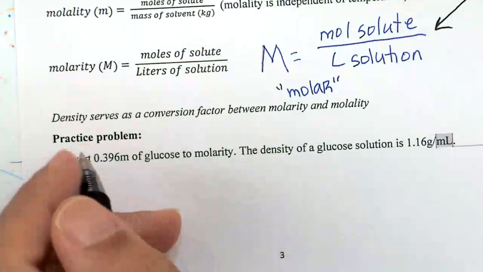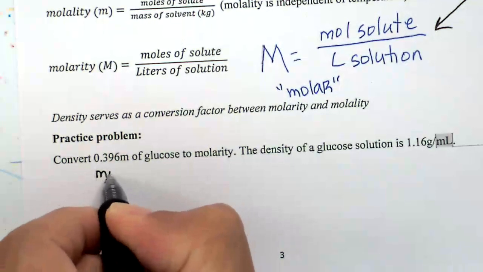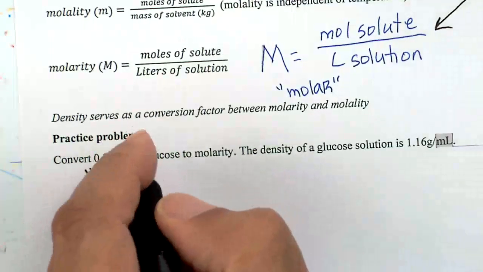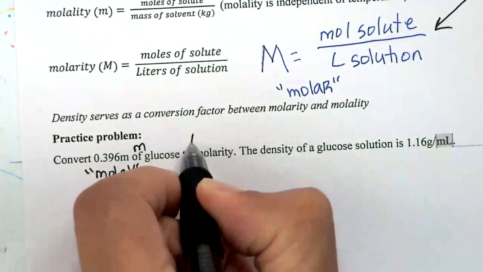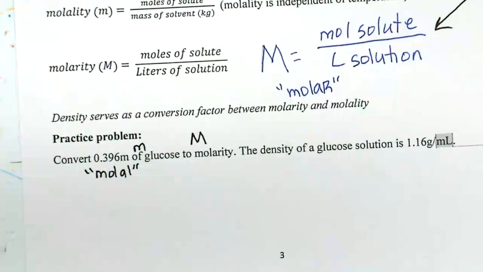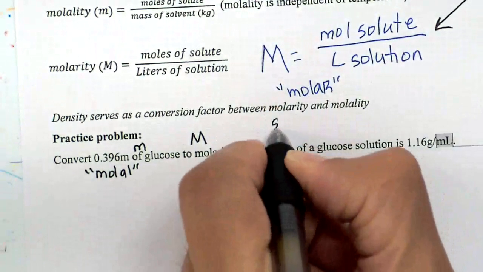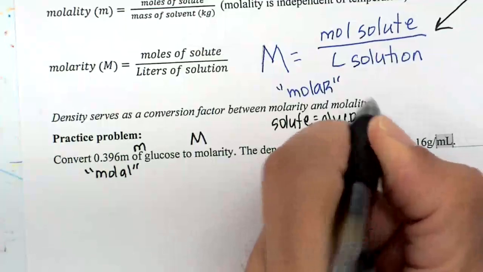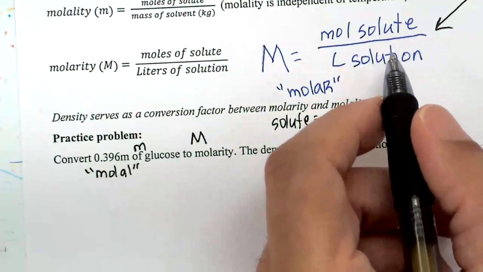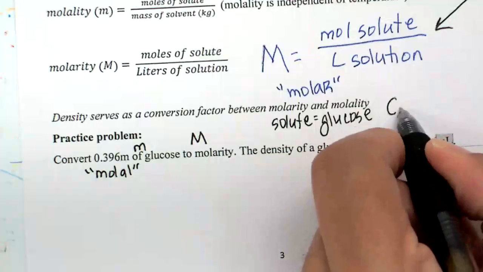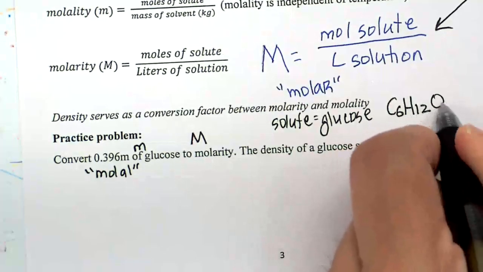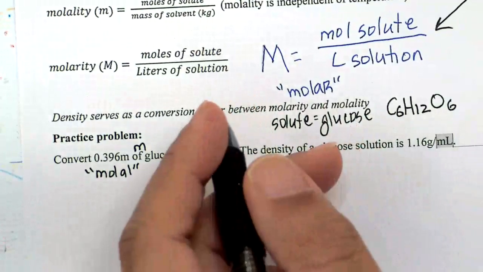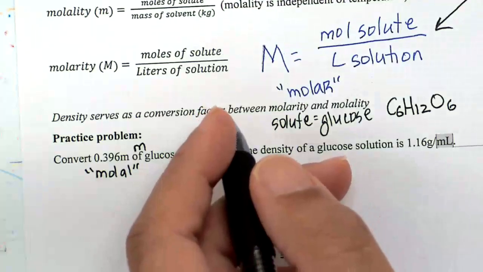All right, so we're going to convert 0.396 molal of glucose to molarity, lowercase m to big M. So what is our solute here? Glucose. And the formula for glucose, I'll give you this. You don't have to memorize it. It's C6H12O6.